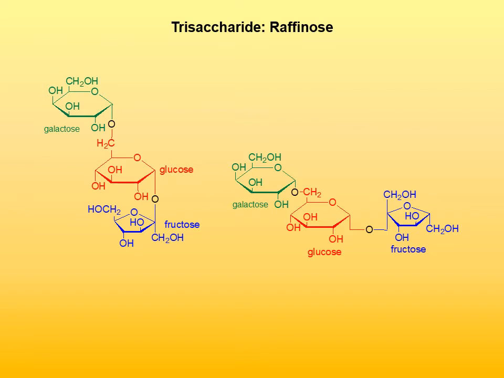raffinose passes through the stomach and upper intestine, and then in the lower intestine it is fermented by gas-producing bacteria that do possess alpha-galactosidase. And they produce carbon dioxide, methane, and hydrogen, and so that leads to flatulence that is commonly associated with eating beans. So various digestive aids, such as Beano, contain alpha-galactosidase.